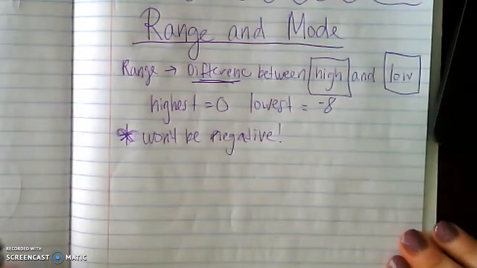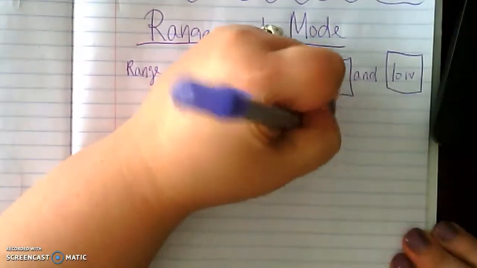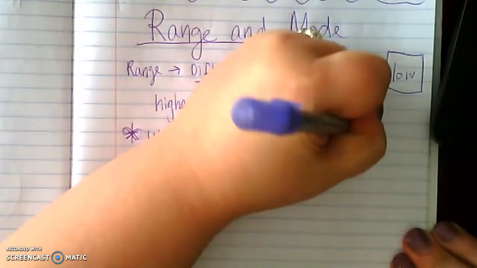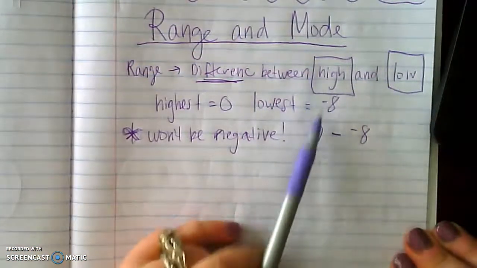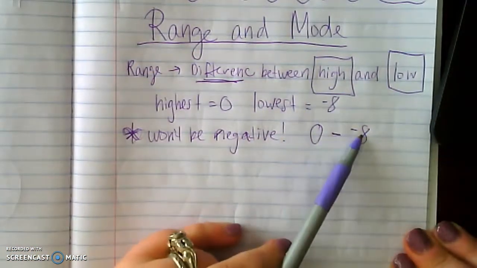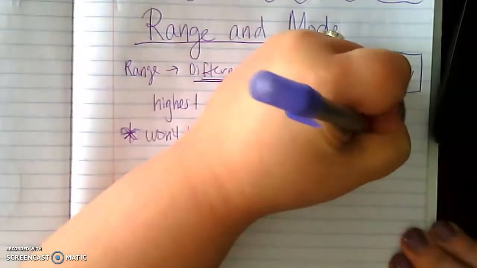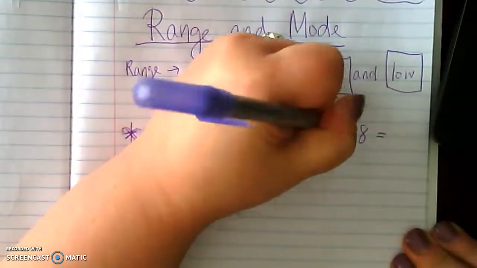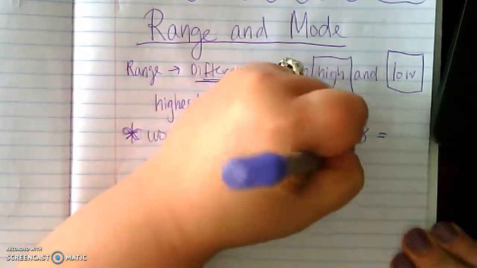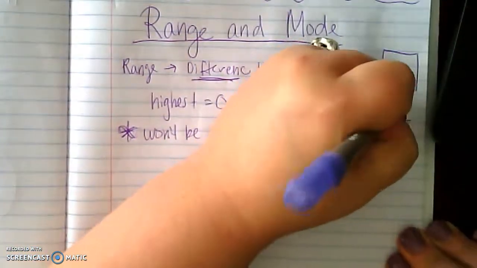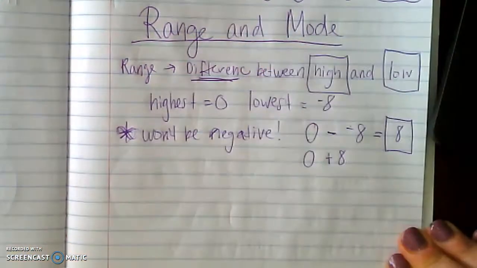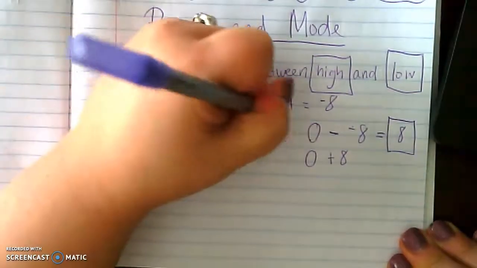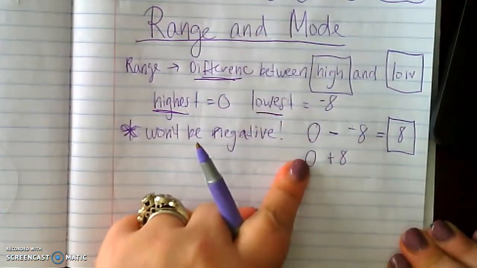But if you're actually going to write this problem out, it would be 0 minus a -8, because remember, it's the difference between the high and the low. So 0 minus a -8, these cancel, remember, keep, change, so it really is 0 plus 8. So my range here is 8. Again, remember, you're finding your highest, you're finding your lowest, you're finding the difference.